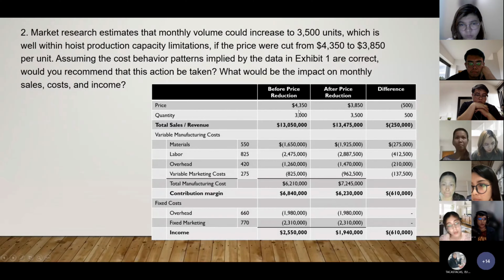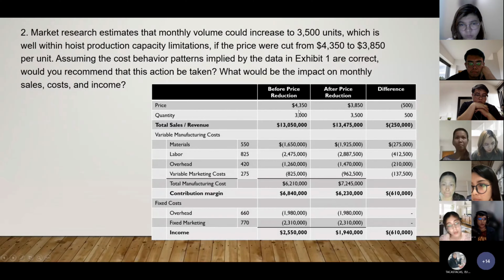Mas tumaas ang cost after price reduction, okay? Mas nalugi tayo ng 610,000 kapag dineduct natin yung sales sa cost. Ayun, nalugi tayo ng 610,000. So then i-deduct natin yung fixed cost. Same pa rin, since fixed naman siya, 610,000 pa rin ang talo natin.